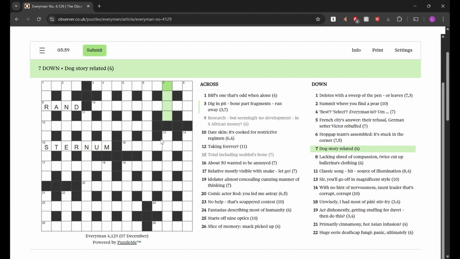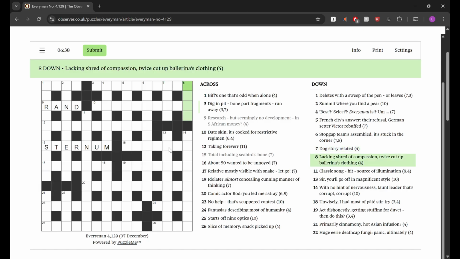Let's go 7 down. Dog story related. Like a tail? No. A dog. Related could be something like akin. Let's come back to that one. Not seeing it just yet.